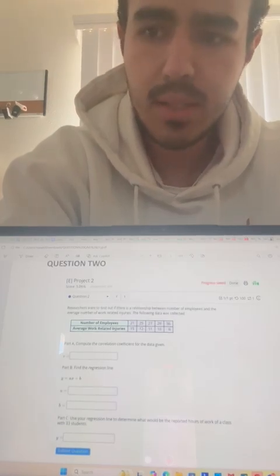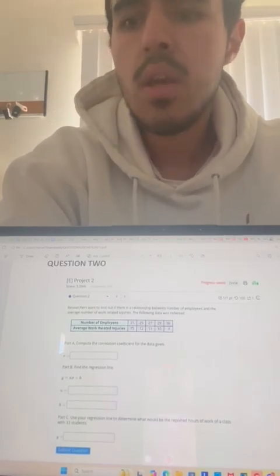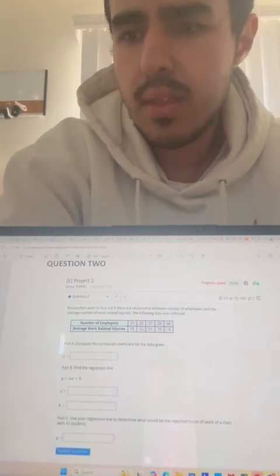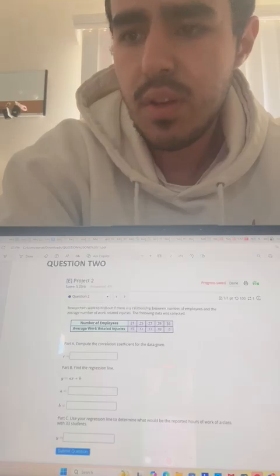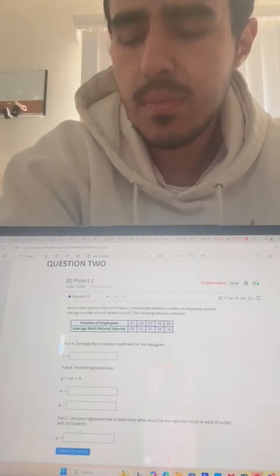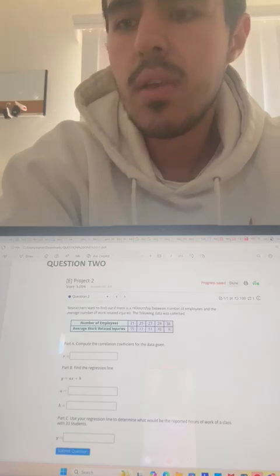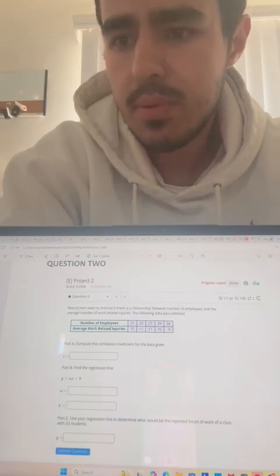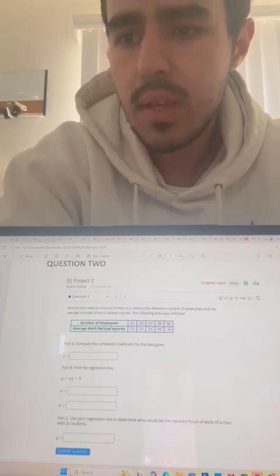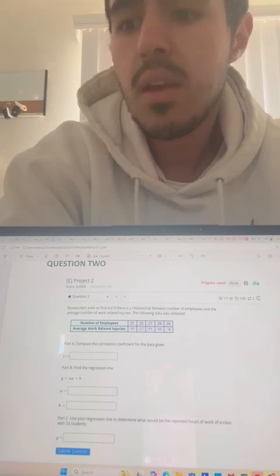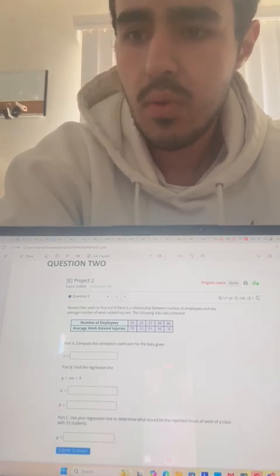Part C. Predicting injuries. Using the regression line to predict the average work-related injuries for a class with 35 students, we substitute 35 for x in the regression equation. The resulting predicted average number of work-related injuries is approximately 5.37. Question 3.